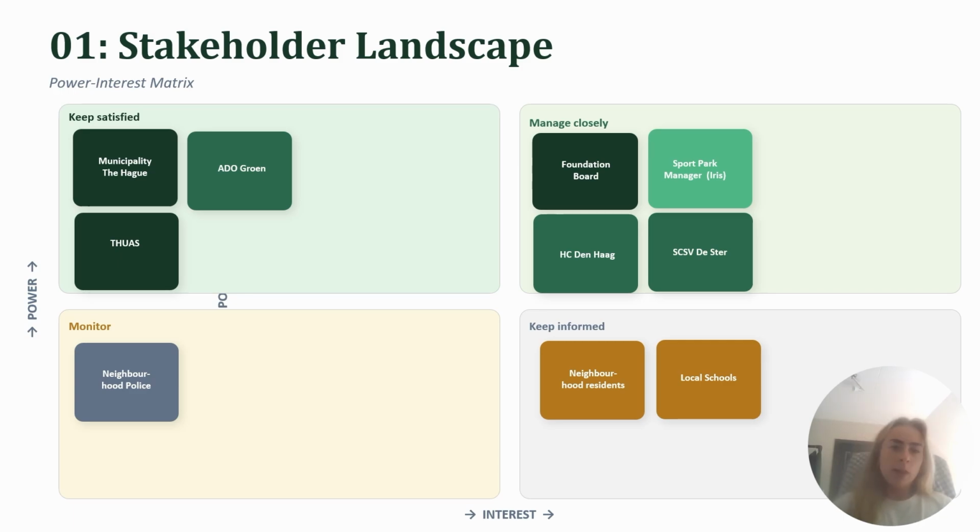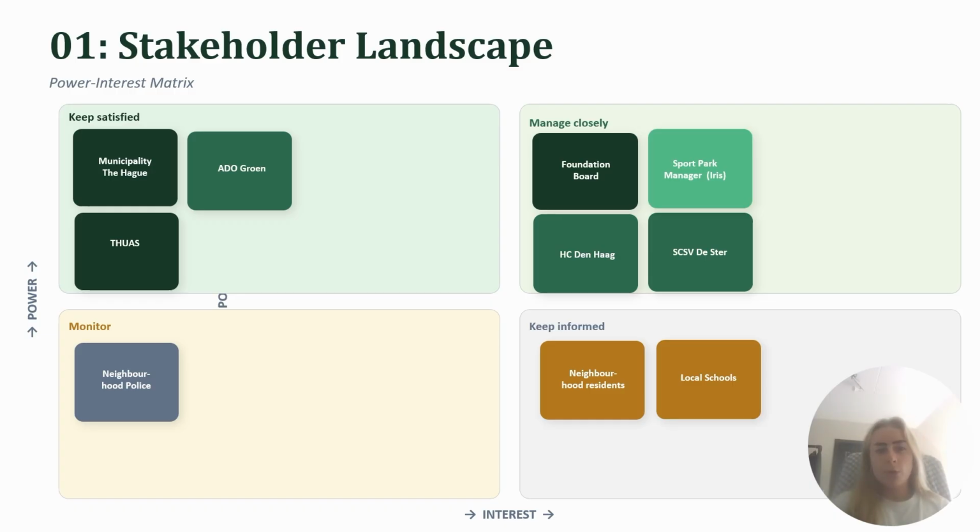In the Keep Satisfied square, we have both the municipality and TUAS. Both have high power, but might not have Sportpark Moerwijk as their main priority. And besides that, also ADO Groen, the social branch of ADO Den Haag. They sometimes make use of the fields, but other than that, they have no high interest.